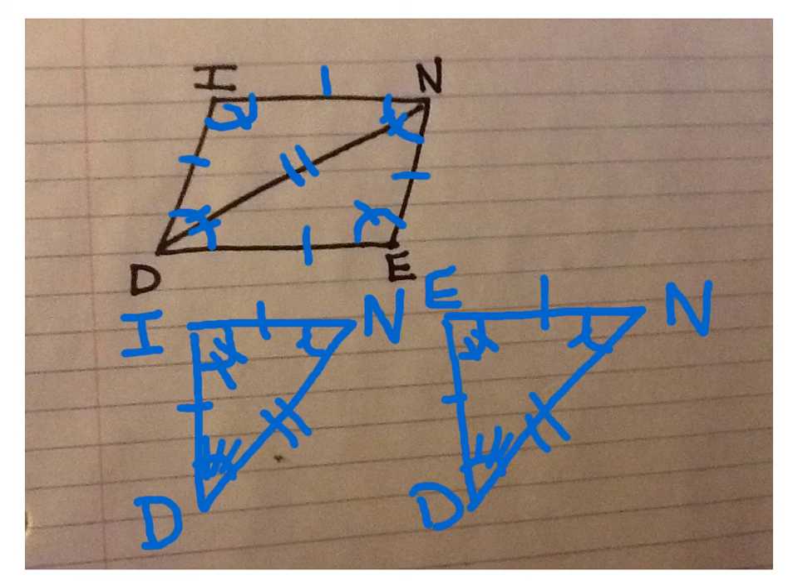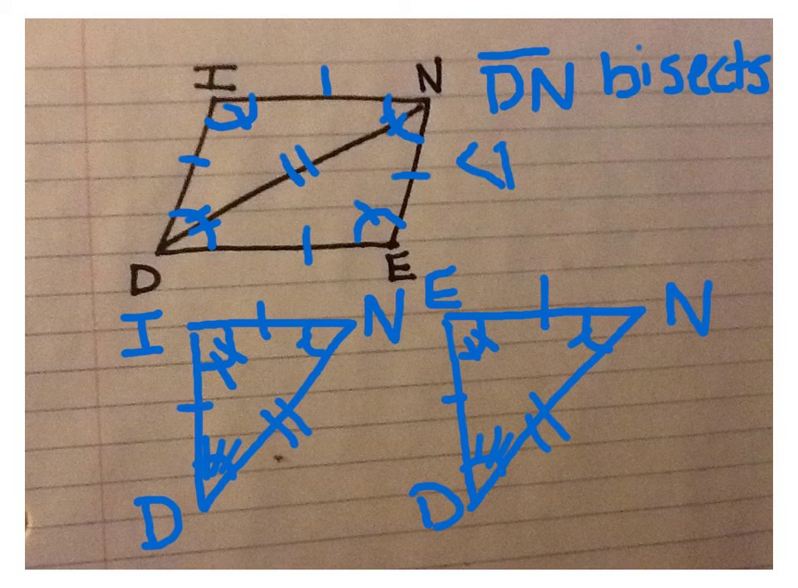So now we can finally prove that line segment DN bisects angle D and angle N.